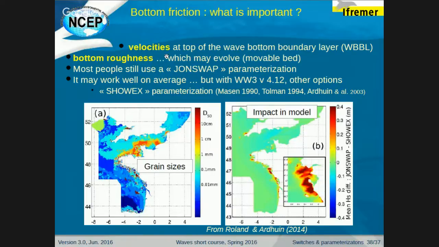You expect that the dissipation should be affected by bottom roughness, and the bottom roughness can actually change due to, well, biology. There's a lot of things living on the bottom, but also the fact that when you have a movable bed like sand or silt, this bottom influenced by waves can make ripples, and that's another important source of change in roughness. So a lot of people are still using the very funny JONSWAP parameterization, which is supposedly derived from the experiment JONSWAP.